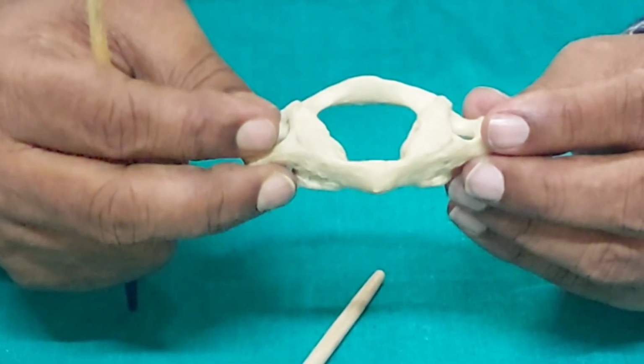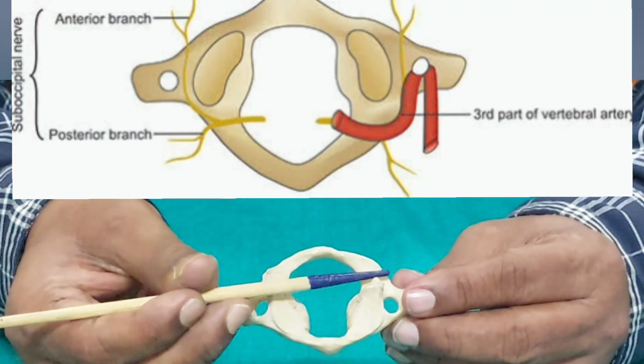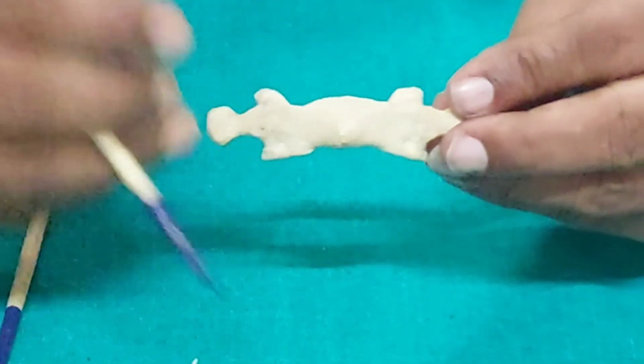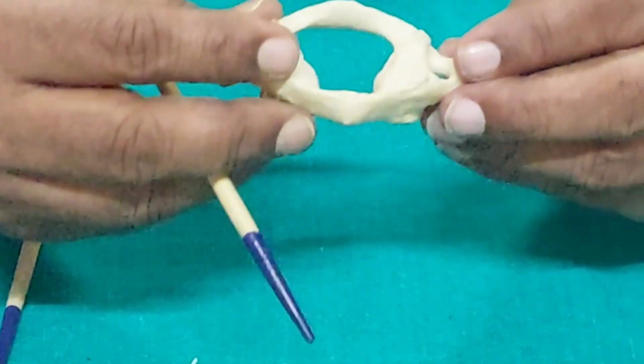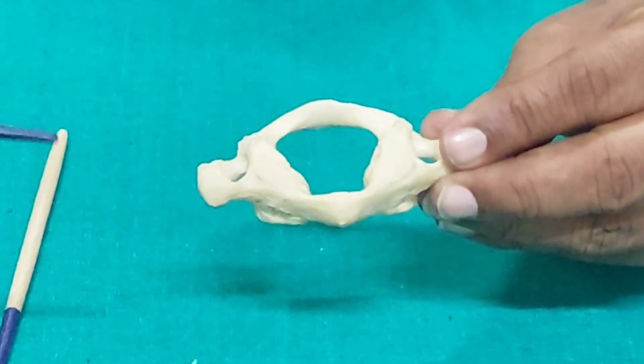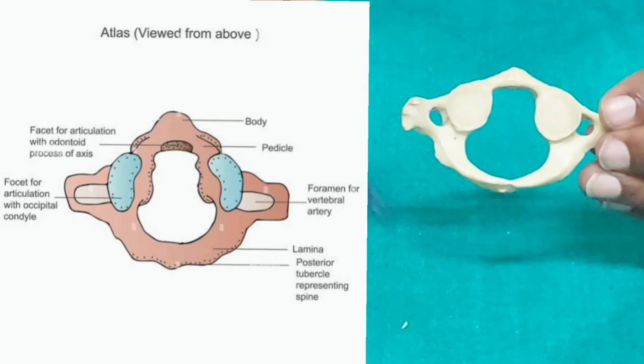Where do you find the C1 or first cervical nerve? The first cervical nerve is passing deep to the third part of the vertebral artery. Then what are the articular facets on the lateral mass? This is lateral mass. On the lateral mass, you will get articular facet, two facets on the superior aspect and two facets on the inferior aspect.